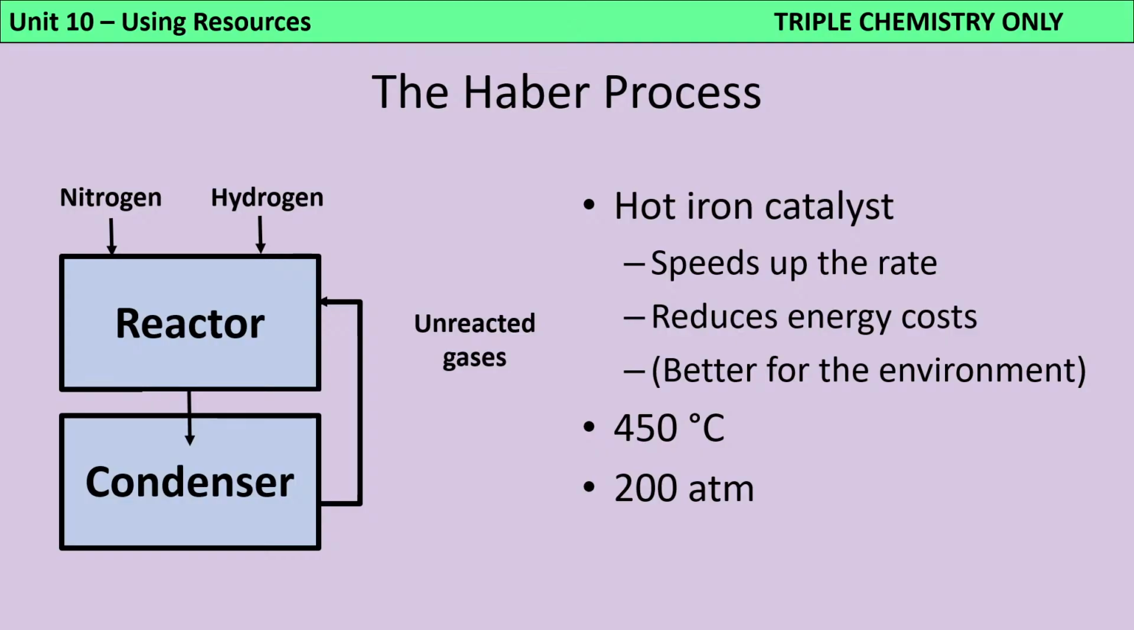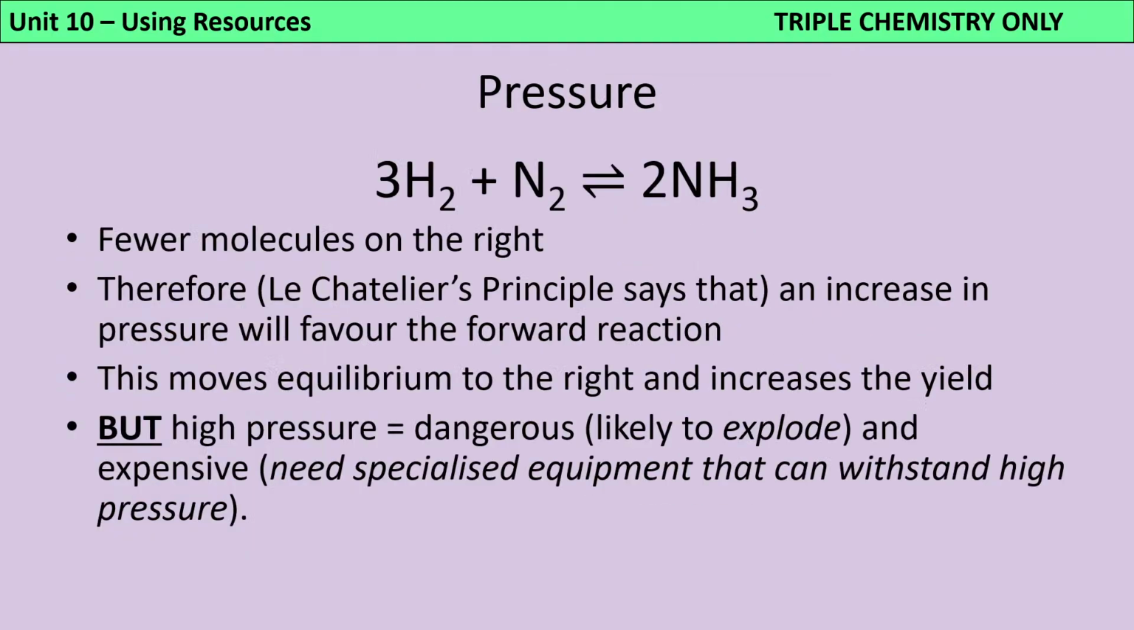The other 2 conditions are both compromises, and this links back to Unit 6, and you do need to be able to talk about them. So in Unit 6 you learned that a reversible reaction can reach equilibrium where the 2 reactions are happening at the same rate. And Le Chatelier's principle tells us that if we make a change, the system will shift to counteract that change. So if we increase the pressure, the system will try to decrease it.